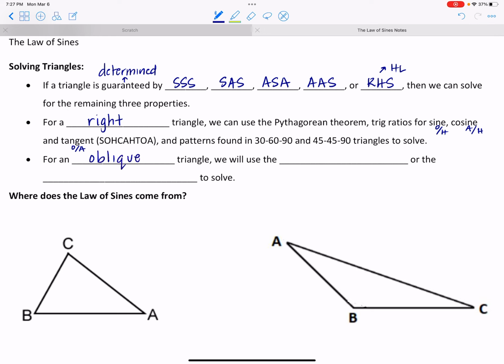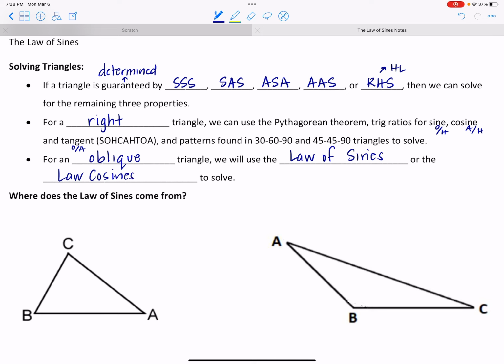And oblique triangles can be classified in one of 2 ways. It could be that all of the angles are acute, so that oblique triangle would be acute, or one of the angles is obtuse, which would mean that oblique triangle is obtuse. If we want to solve, again, we still have to have a triangle guaranteed by one of our congruence theorems, but we can't use the same strategies for solving an oblique triangle that we use for a right triangle. The formulas we're going to use will be either the law of sines, which is the one we're going to see today, or the law of cosines, and we will see that in our next topic.